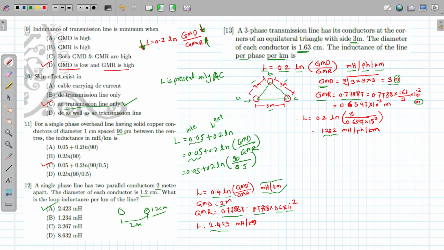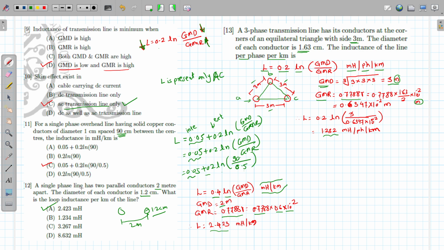So 0.2 ... 0.05 ln of GMD by GMR. But in this case, what is the value of GMD? In this case, the value of the GMD is 90 centimeter and GMR is equal to 0.5. So it is 0.05 plus 0.2 ln 90 by 0.5. So, the option number C is correct.